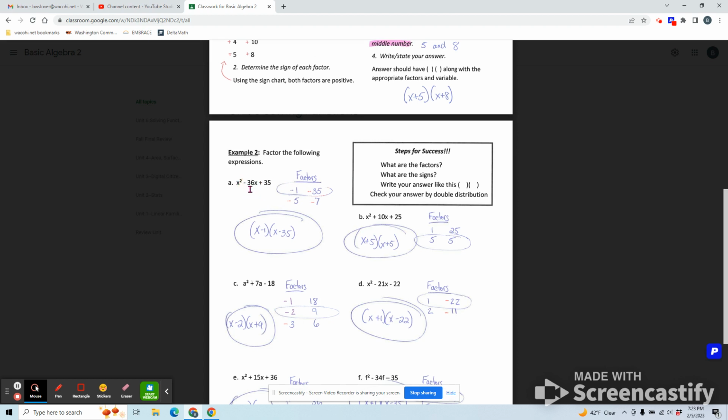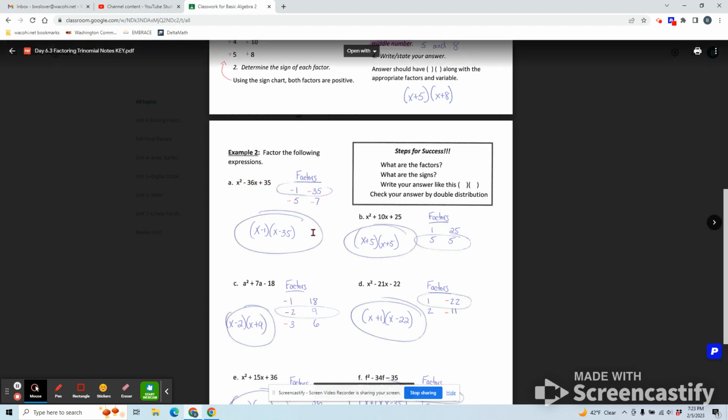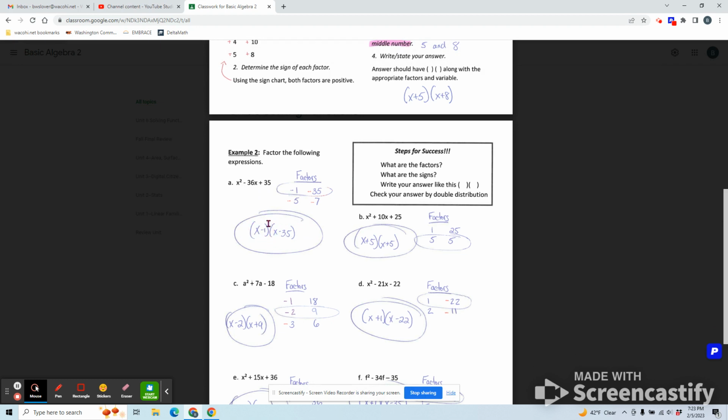It does. So since I'm talking about the letter x in my expression, I have x in my answer. I have 2 sets of parentheses, and I just take my factors that added to give me negative 36 and put that in my answer. So here's the expression that I started with, and down here is the factored form of x squared minus 36x plus 35.